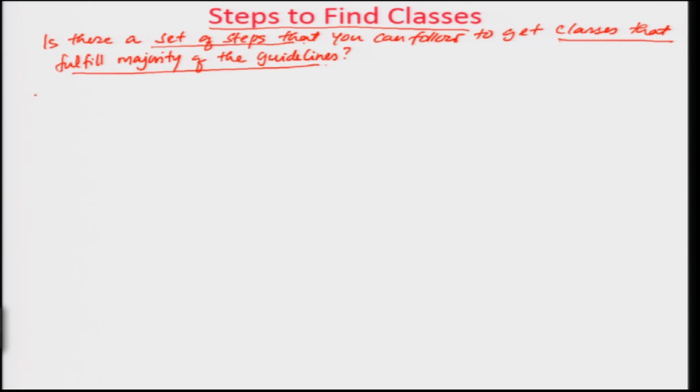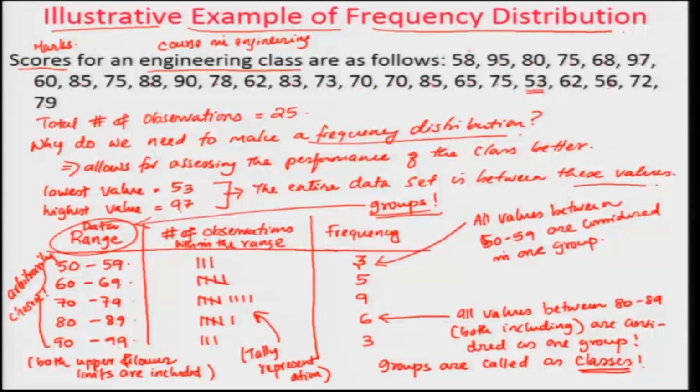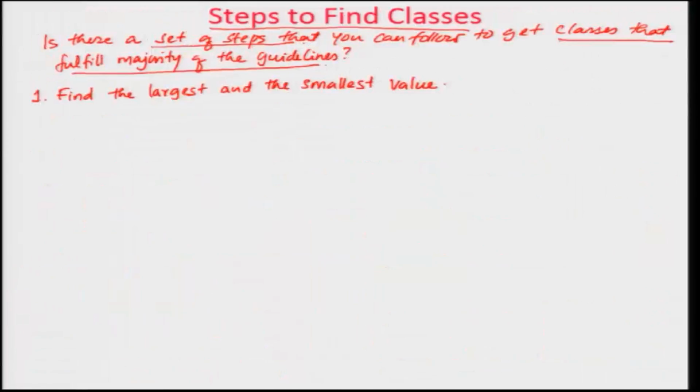So, some of the steps are: the first step is find the largest and the smallest value. Okay. We already did this with the previous data set. If you remember, we got the largest and the smallest data values as 53 and 97. Okay. So we calculated it as 53 and 97, right.